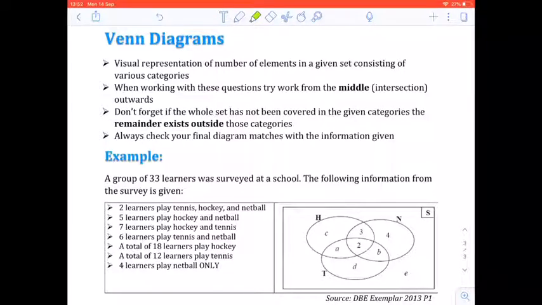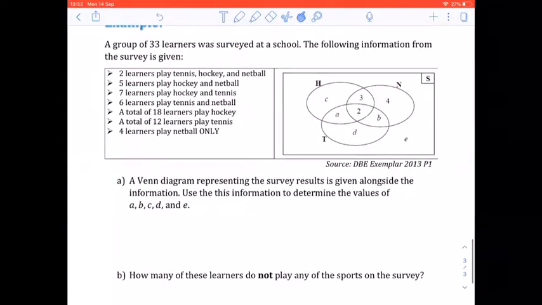A group of 33 learners was surveyed at a school. The following information was obtained from the survey. 2 learners play tennis, hockey and netball. So the key there is "and", right? And is telling us that they play all 3 of those sports. 5 learners play hockey and netball. 7 learners play hockey and tennis. 6 learners play tennis and netball.